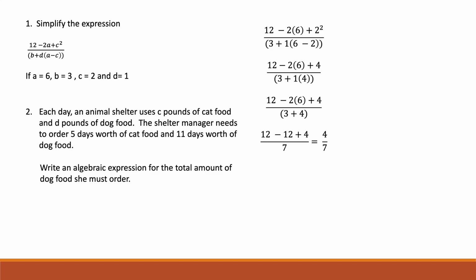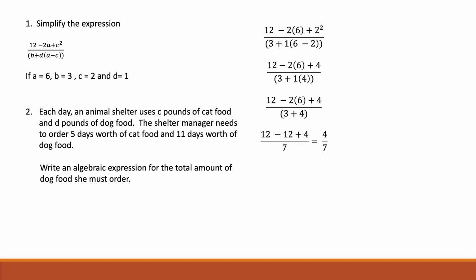Next question. Each day an animal shelter uses C pounds of cat food and D pounds of dog food. The shelter manager needs to order 5 days worth of cat food and 11 days worth of dog food. Write an algebraic expression for the total amount of food she must order. Again, pause and then restart.